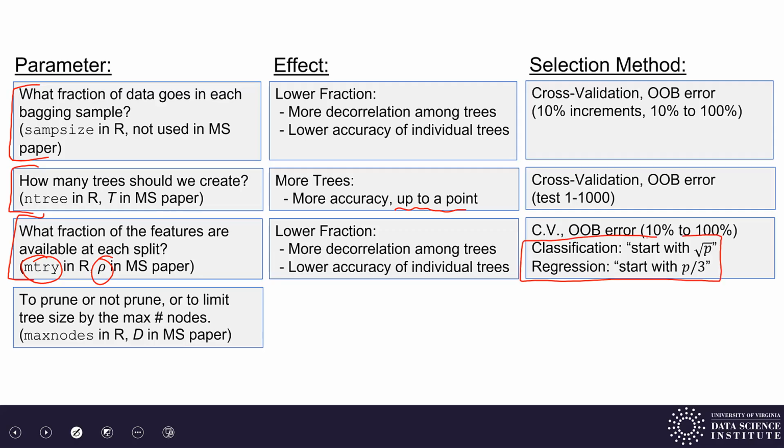If you have a lot of features that are highly correlated, you would need a different value there than if you have features that are all different. The next variable is max nodes, or the decision whether we're going to prune or not prune by tree size.